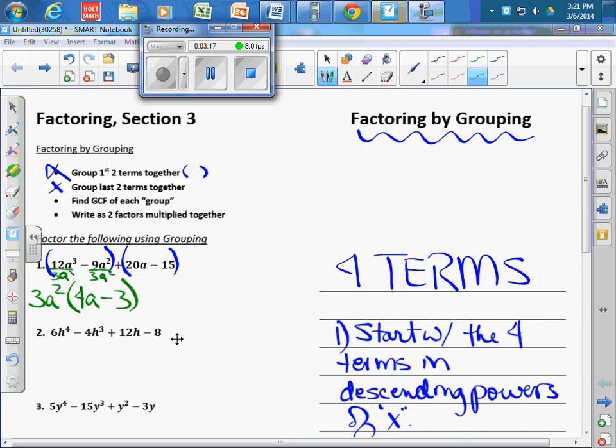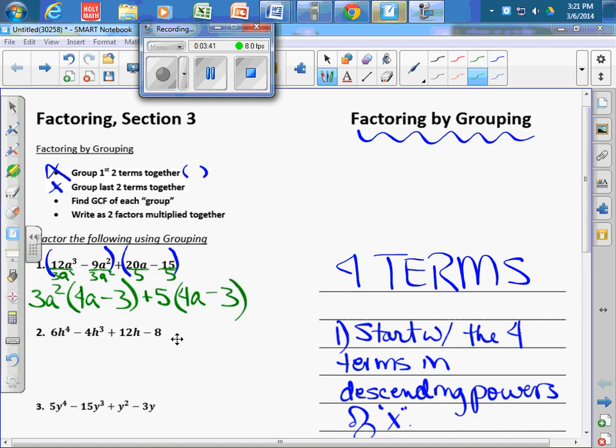Then we're going to do the same thing with the second parentheses. What do we have in common here? Well, we have a 5 here and a 5 here. And when I factor out that 5, it's going to be plus 5. And then times the quantity. Now divide out the 5. You have 20 divided by 5 is 4. So we're going to have 4a. And then minus 3.